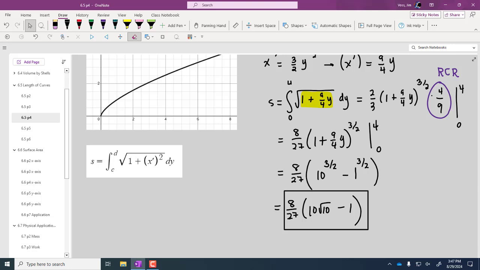So the arc length section is kind of short. There's not a lot of problems because you guys kind of pointed out either the integrand has to be super easy where you can use substitution or RCR, or it's got to be that perfect square trinomial. So there's not a lot of variation. It's going to be one of those two. So that's why this section tends to be very short.